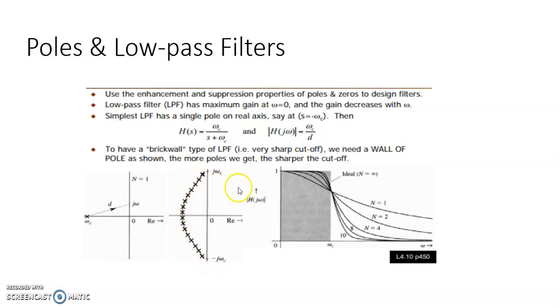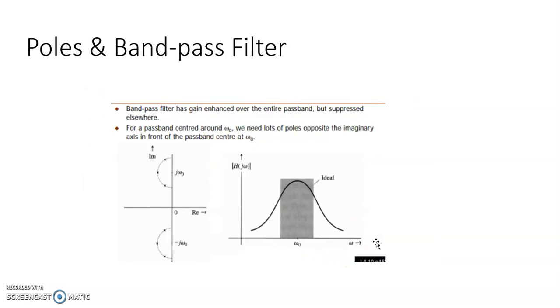Very sharp cutoff frequency. We need a wall of poles, and the more poles we get, the sharper will be the cutoff. As of now, this you have already done in control 1 by the position of the poles. You just have to define the low pass filter as one which is going to allow the values to pass till a certain cutoff frequency, that is omega c, and after that it is not going to allow. So this kind of filter is called a low pass filter.